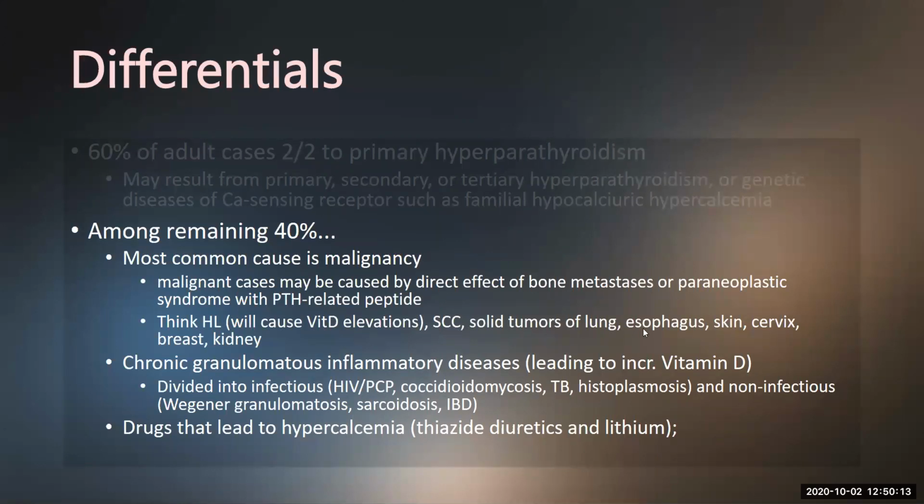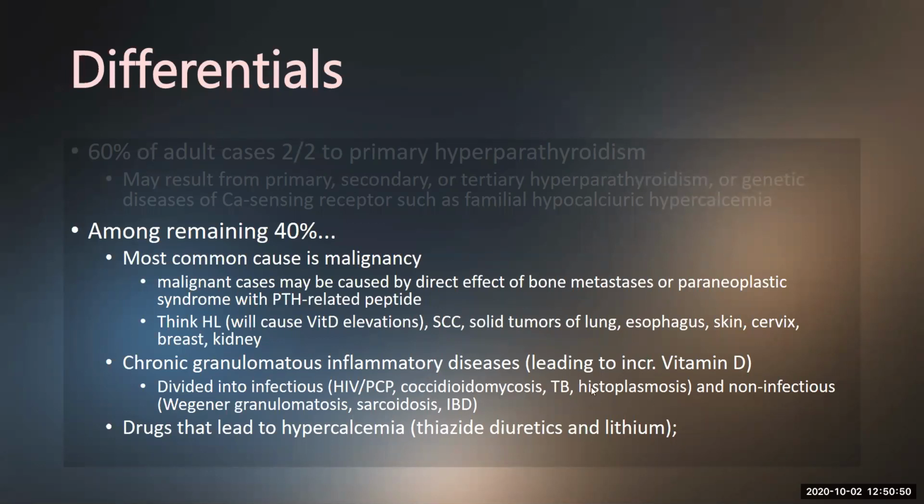Solid tumor, yeah, it's the same thing for solid tumors of the lung. You can get this with skin squamous as well, by the way. Esophageal cancers, if you have someone that has Barrett's or so, cervical cancers, breast, and even kidney. And then remember your granulomatous or inflammatory causes. There's going to be infectious and non-infectious, which is how they're usually divided. And they're also going to lead to an increased vitamin D because the organism or the granulomatous process itself is going to produce vitamin D. So if you think of infectious, you're worried about PCP, or Pneumocystis jirovecii is the new term. I say new, but I think it's still been out there for like 6 years.